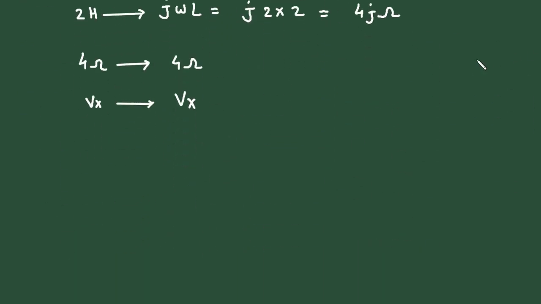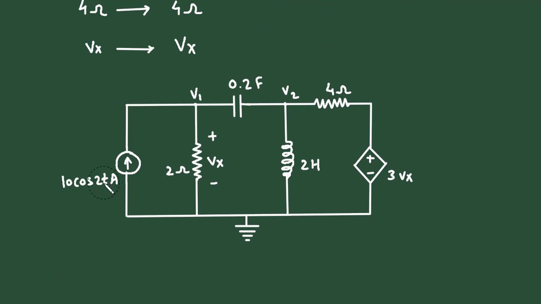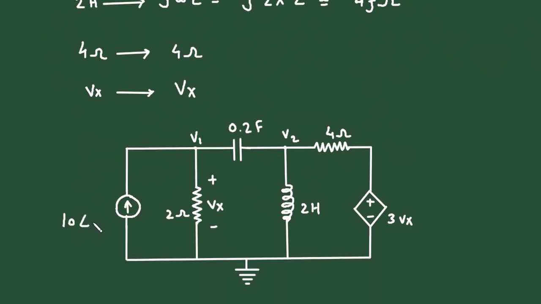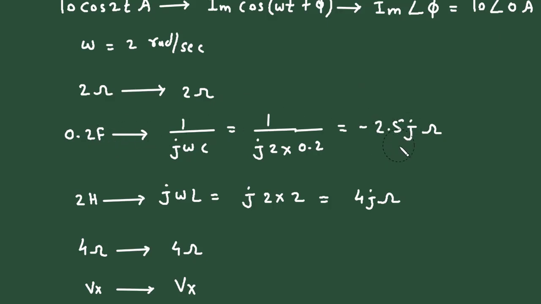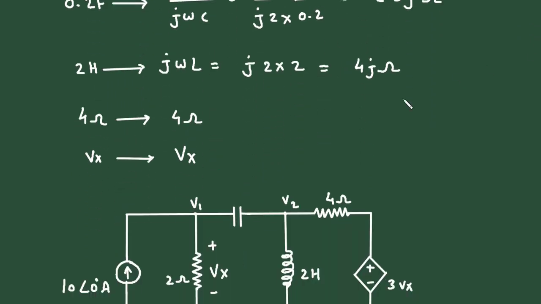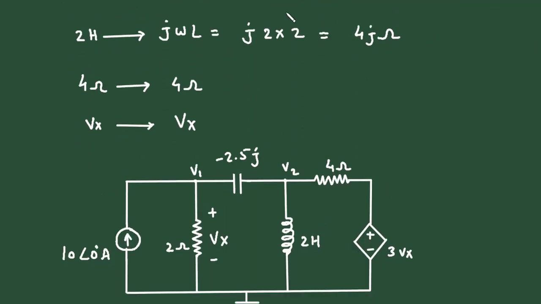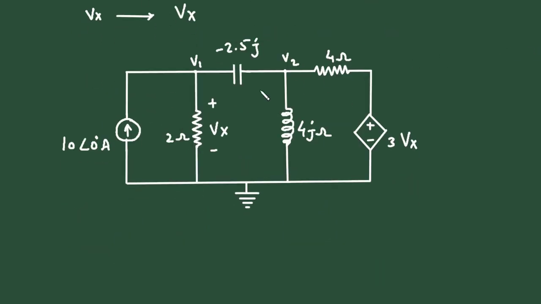Now again, let's paste the circuit here. Now we will change these values. So this current source value will change to 10 at an angle 0 degree ampere. This resistance value will remain same. This Vx value will change to capital Vx. This 0.2 farad will change to minus 2.5 J. Then this 2 Henry will change to 4J ohm. This 4 ohm will remain same. Again, this small Vx will change to capital Vx. Now we got the circuit in frequency domain format or in phasor domain format.